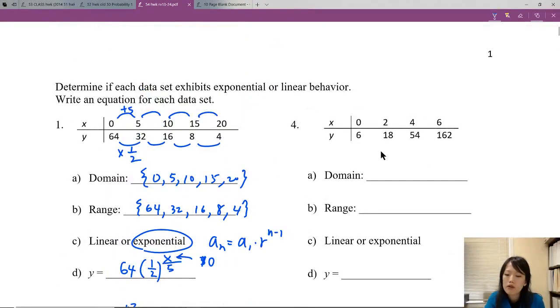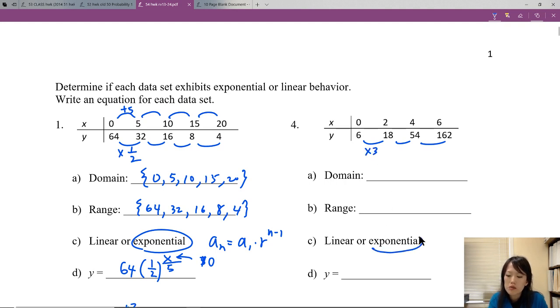Number 4, what's happening with this one? What pattern is this? Shayna? Domain, oh, domain and range, everyone knows already. So domain is these, range is those. What is it, linear or exponential? What's happening every time? Oh, it's exponential. Okay, it's exponential.